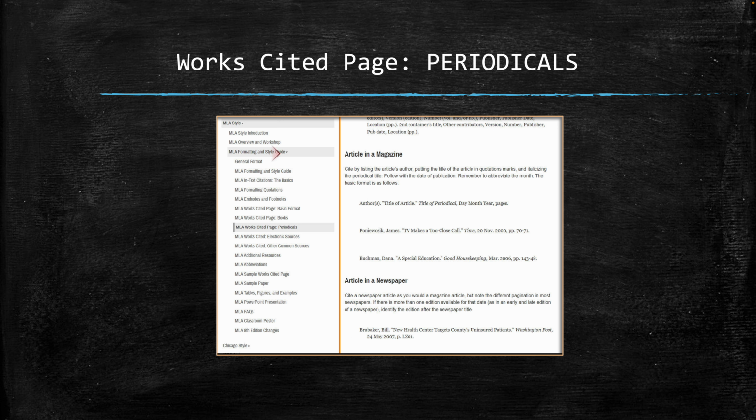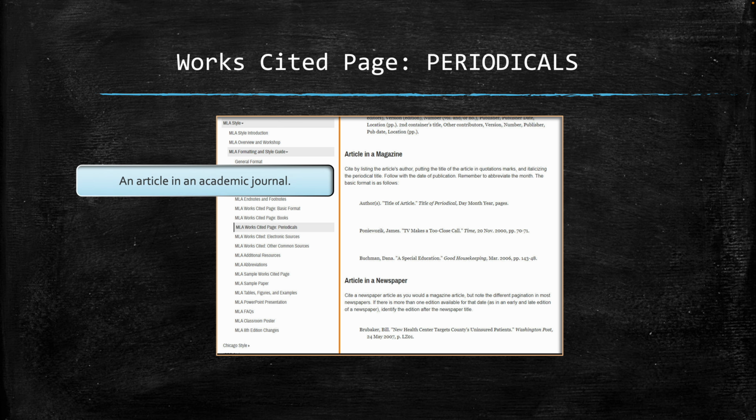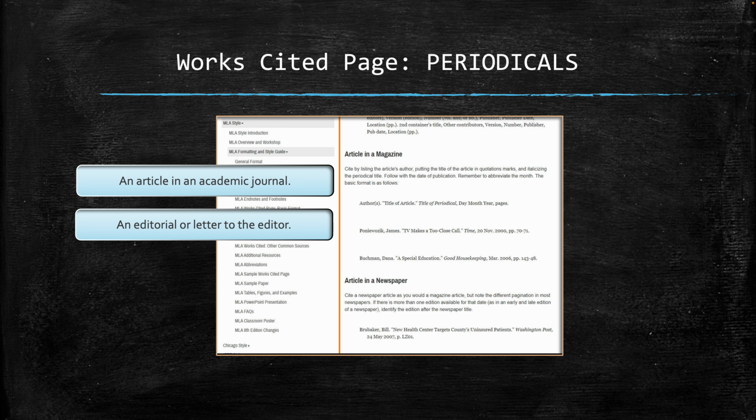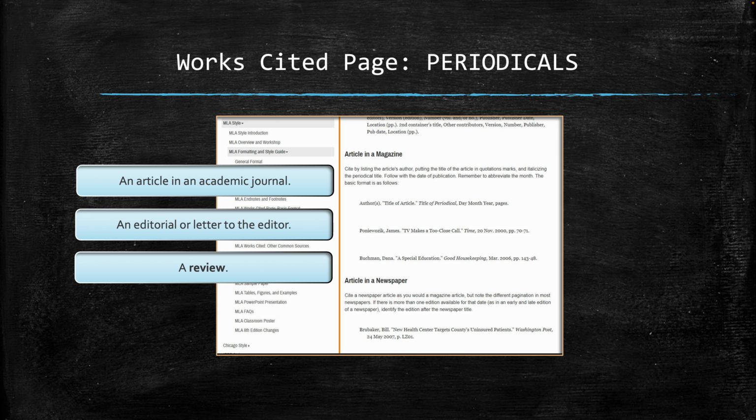Just like with books, you will see different kinds of periodicals listed. Here we see an article in a magazine, and then an article in a newspaper. You can keep scrolling down and see different kinds of articles. Some of the most important ones for college students are an article in an academic journal, an editorial or letter to the editor, and finally, a review. This one is really important because in Unit 2, you're going to be looking for reviews. It's going to be very important that you know how to list reviews on your works cited page.